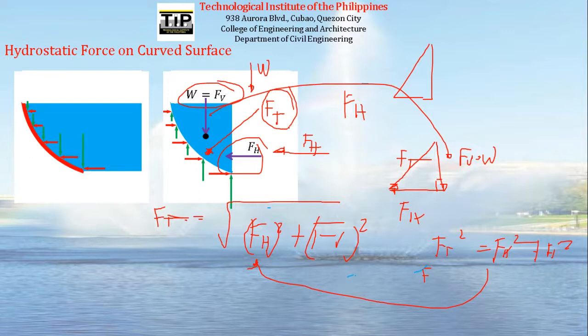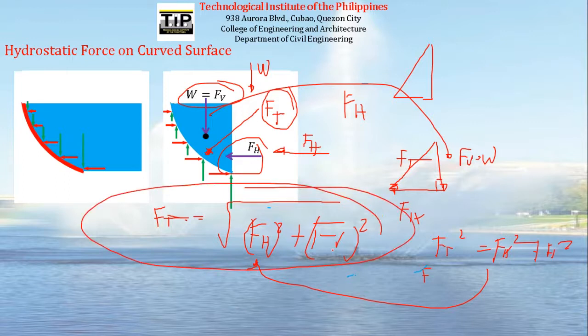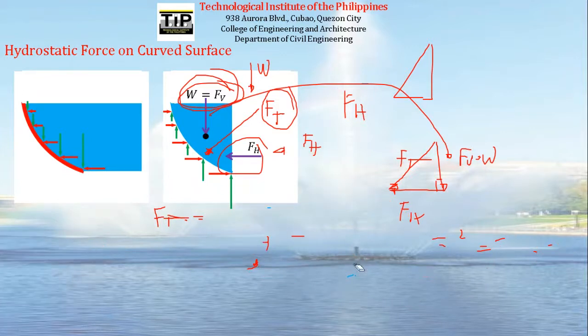Now the question is, if we can solve the resultant force using this equation or formula, how can we solve F sub H and F sub B in the first place? So let me show you how.